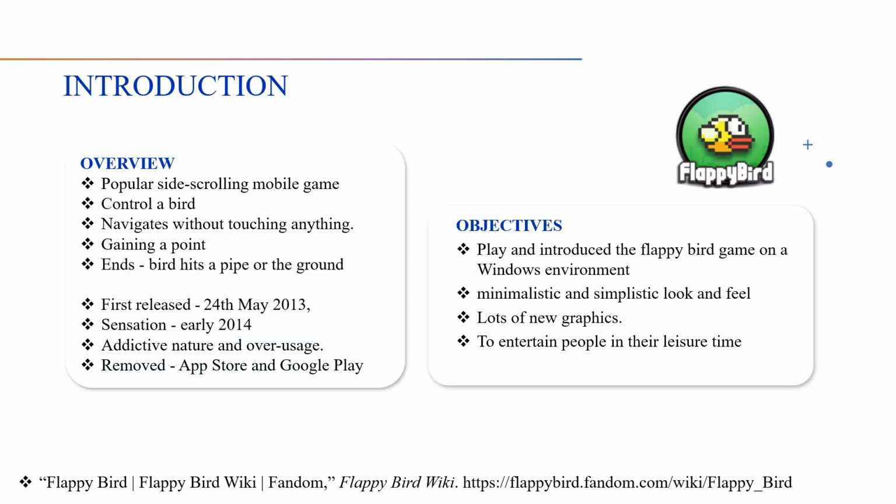Flappy Bird is a popular side-scrolling mobile game. In this game, you have to control a bird and navigate it without touching anything. You gain points and the game will end if you hit the pipe or the ground. It was first released on 24th May 2013 and became a sensation overnight in early 2014. Flappy Bird was removed from both the App Store and Google Play because of its addictive nature and overuse.